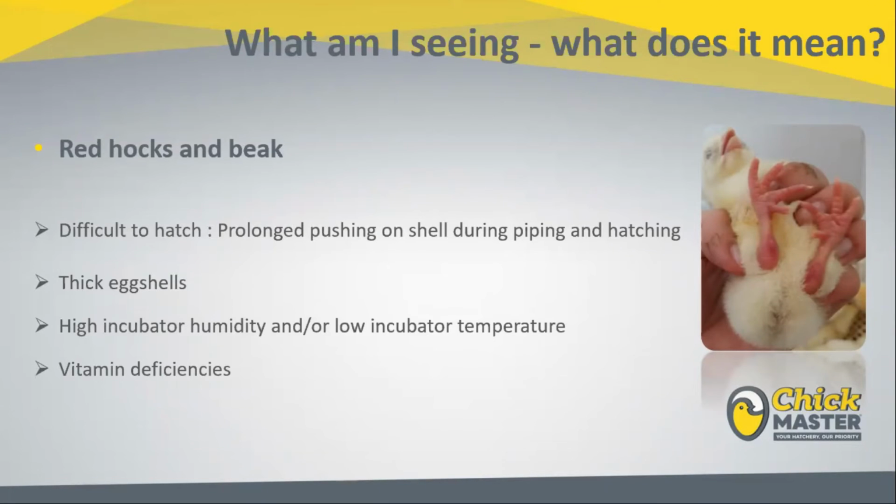As chicks hatch with already some redness on their articulations and their beaks. A high distance between belts during the chick processing can also cause this aspect, of course, if we are using automation.